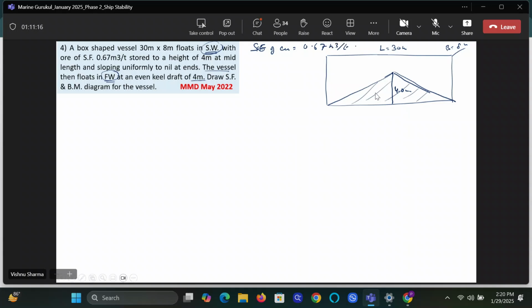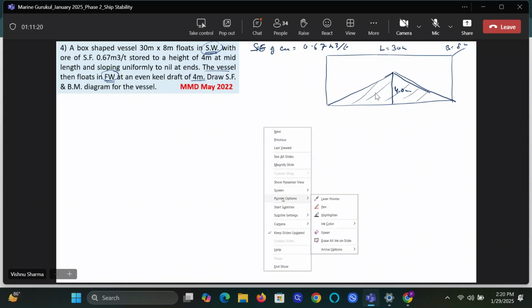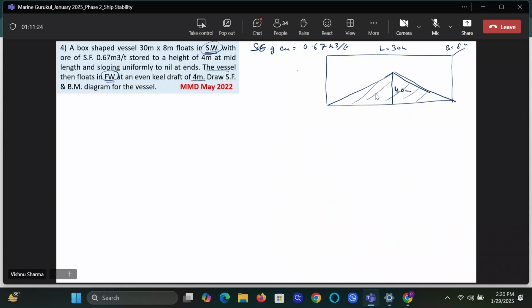My mistake, sorry. When it is loaded with this cargo, the question says it is floating in fresh water at a draft of 4 meters. Since the height of the cargo and the draft are equal, I'm drawing them at the same level. This is the 4 meters draft, but in fresh water. Guys, can you help me in finding the load displacement of this vessel?